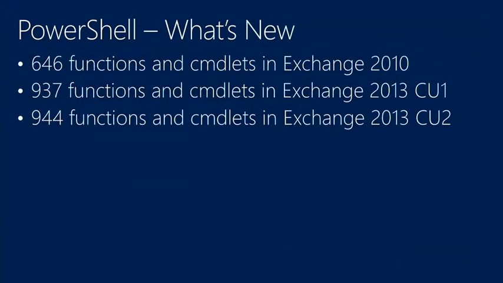Now, what's new? I'm not going to go through every single new commandlet, quite frankly, because there's just too many of them. But I did want to show you the difference in commandlets to show you how things are growing. So we had about maybe 650 commandlets and functions inside of Exchange 2010. In 2013 RTM and CU1, that's about 937, and then we've added some more in CU2, so we're up to about 944 now. There's more coming in CU3 as well, and there will probably be more coming in future updates as well. And of course, as we do this, all these things will get documented, and you'll be able to find out how these new things are working for you.